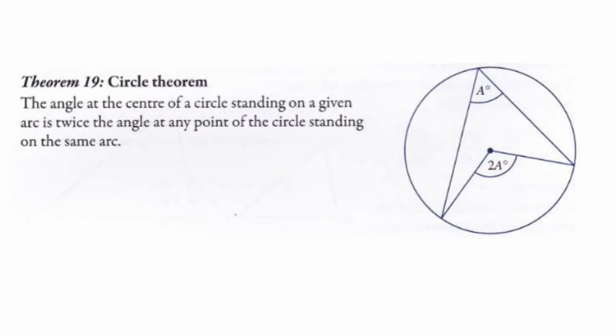So the first theorem we're going to look at today is theorem 19, which basically says that the angle standing at the center of the circle is double the angle which stands on the circle once they stand on the same arc. And what we mean by standing on the same arc is that they both start and end at the same point. And here is our arc there.